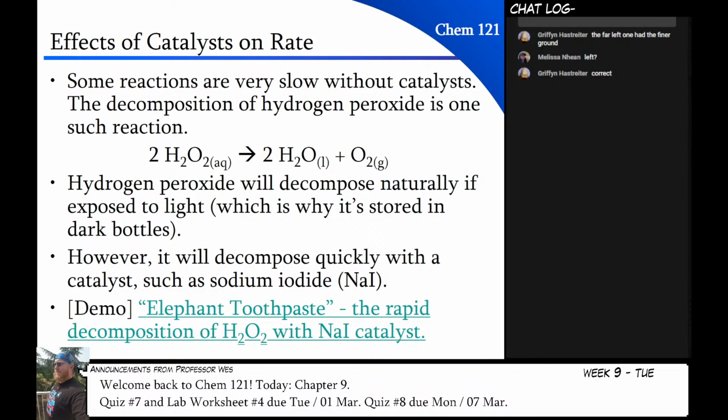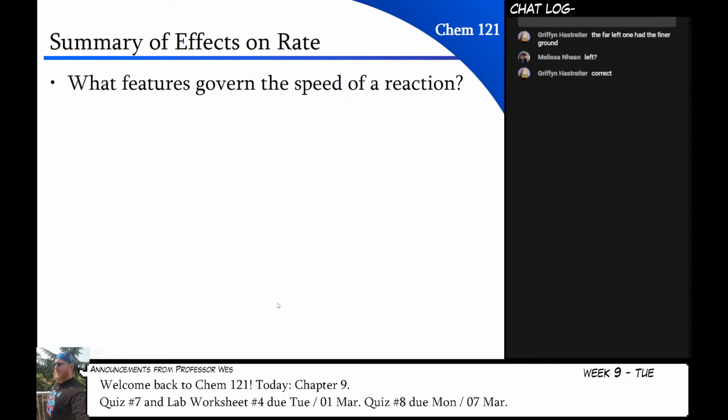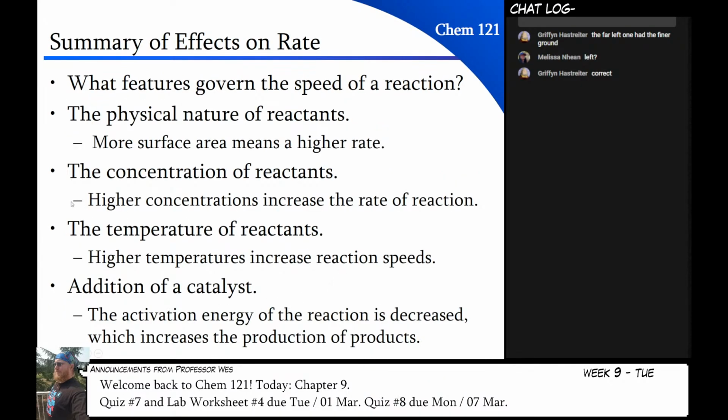All right, so let's summarize. Let's summarize the 4 things that affect reaction rate. If I want to make something go faster, I can grind it up into a finer powder to have a higher surface area. More surface area means faster reaction.